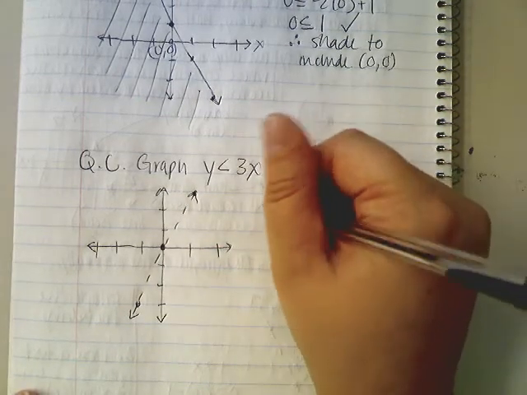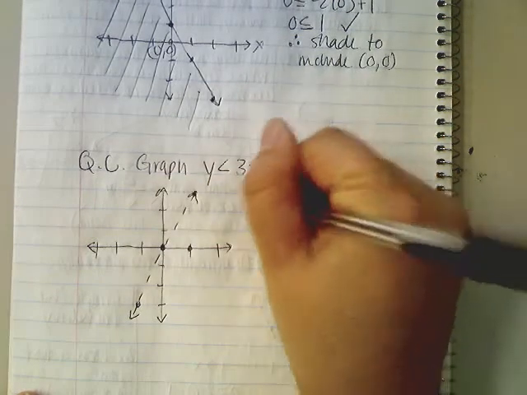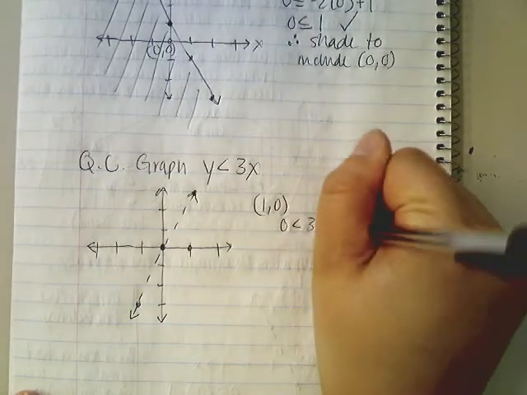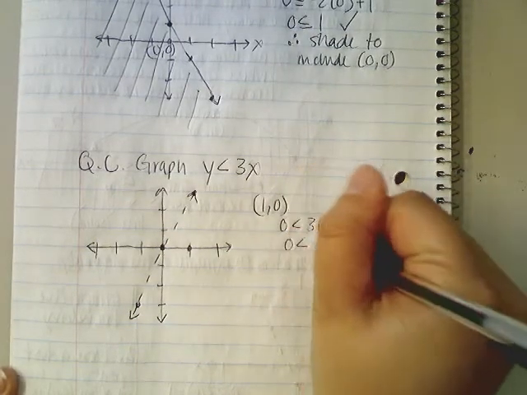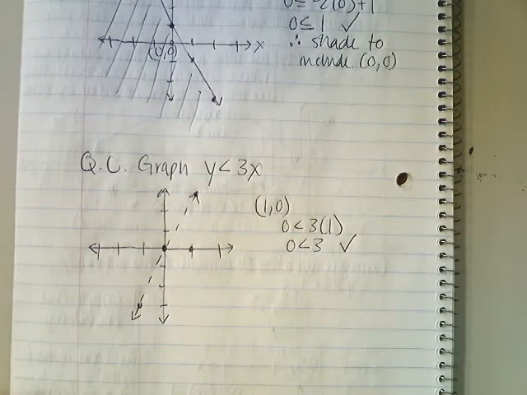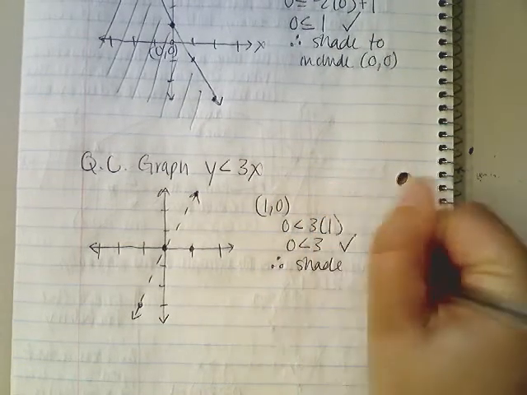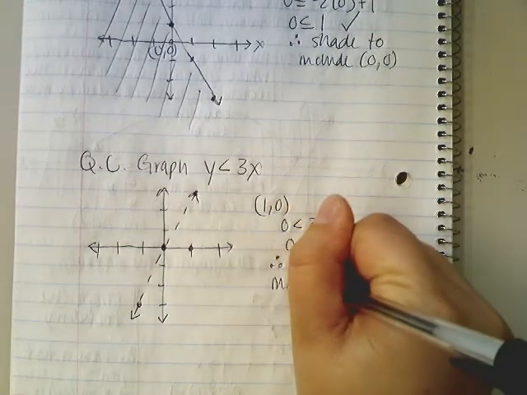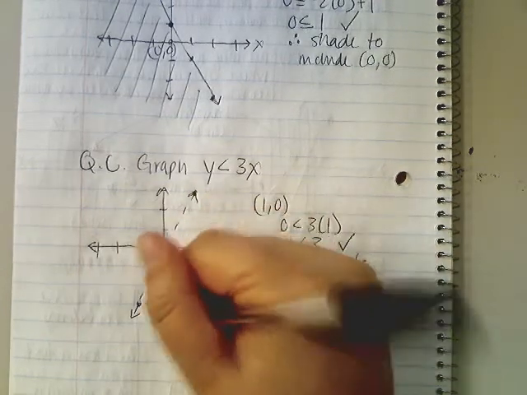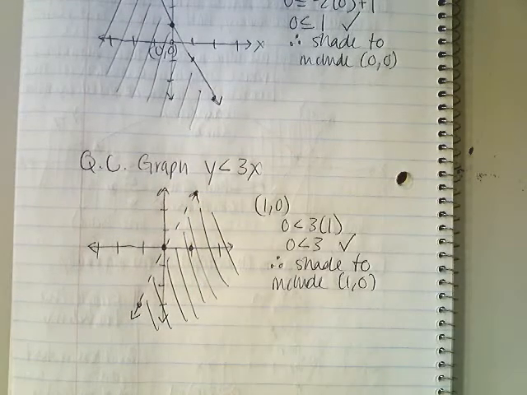So I'm going to plug in instead the point 1, 0. So I plug in 0 for y is less than 3 times 1 for x. 0 is less than 3. That is true. 3 is greater than 0. So I'm going to shade to include the point 1, 0. So since that's right there, I'm going to shade this side, and I'm done my graph.